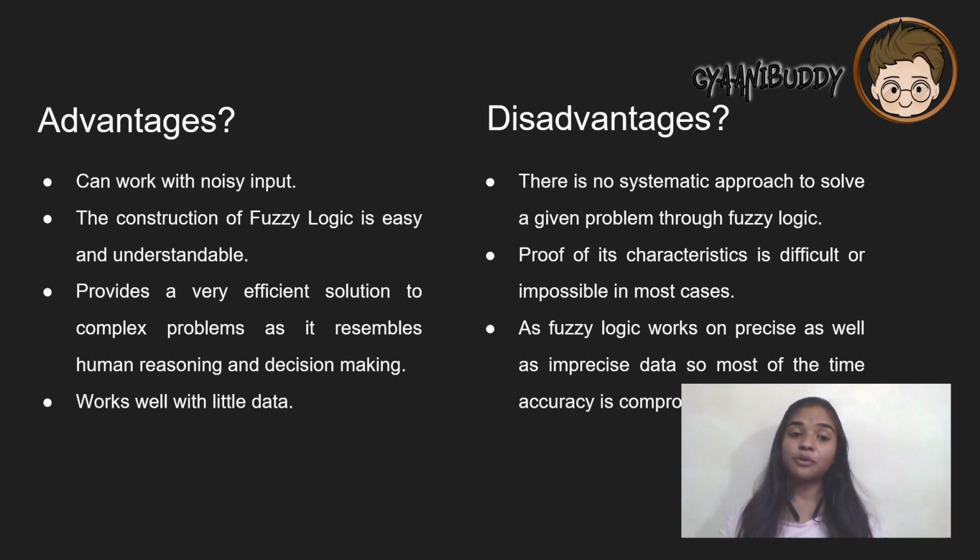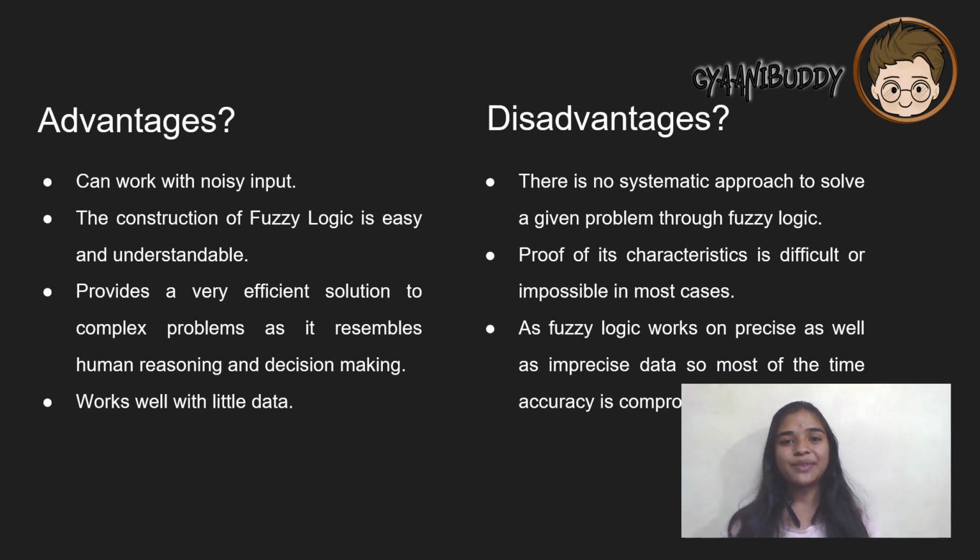Next one is it provides a very efficient solution to complex problems as it resembles human reasoning and decision making. So going back to the first example, if I want to select a group of funny people, it is not as simple as saying people with good sense of humor and bad sense of humor, because sense of humor is an entity which has various degrees, just like fuzzy sets which have multiple degrees of membership. So the last advantage of fuzzy set is that it works well with little data, which in turn will help in saving memory. Now let's look at the disadvantages.